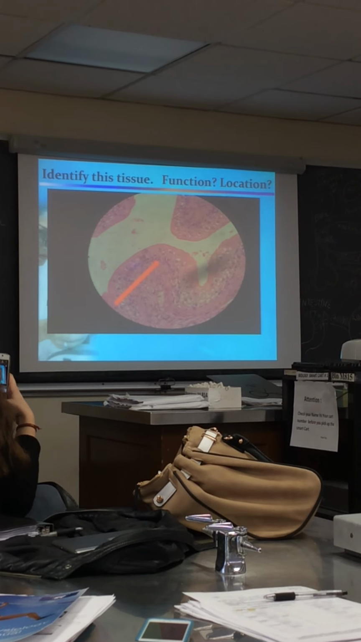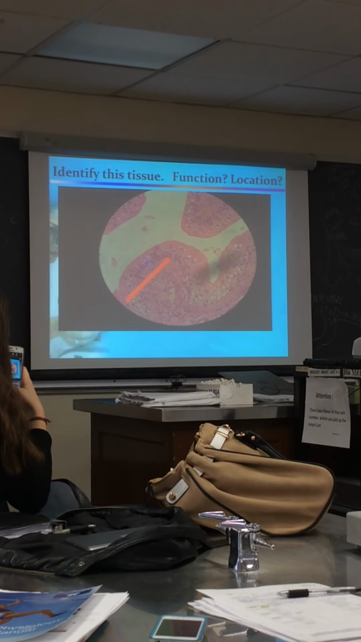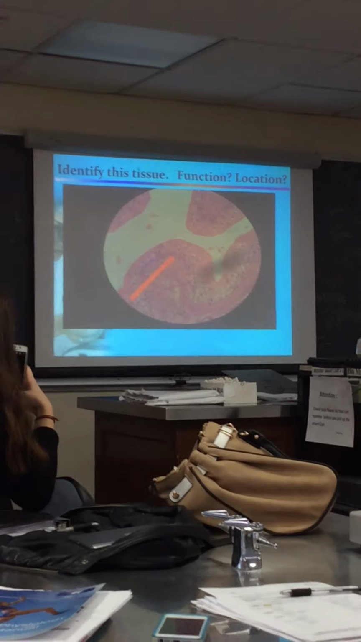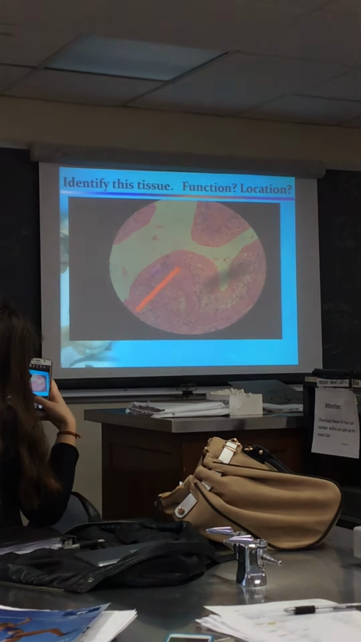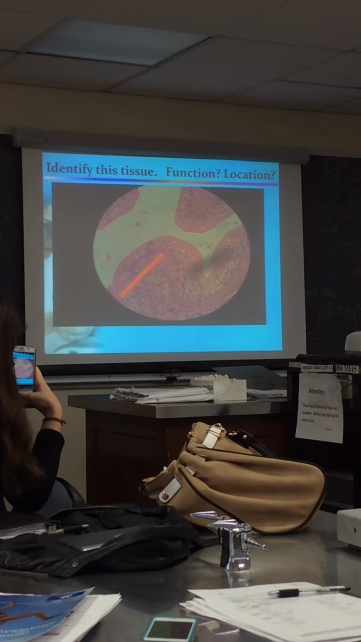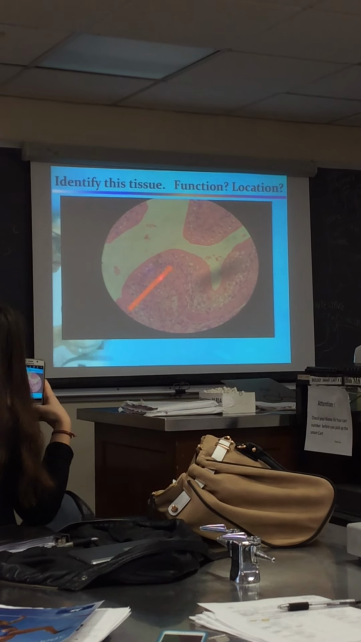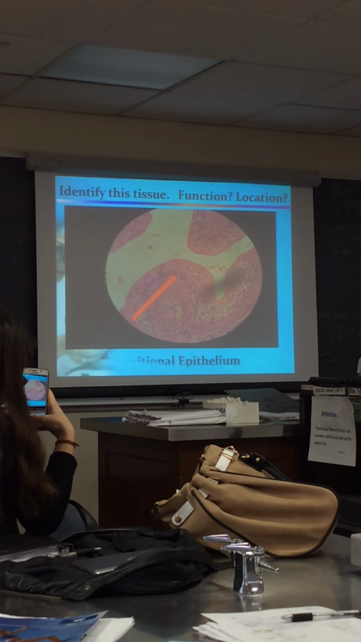Okay, where are we here? Transitional epithelium. Location: bladder, ureters, urinary bladder, ureters. Function? Why is it called transitional? It changes, right? It stretches and recoils. So the function is to store urine, to allow the expansion of the bladder. Okay.